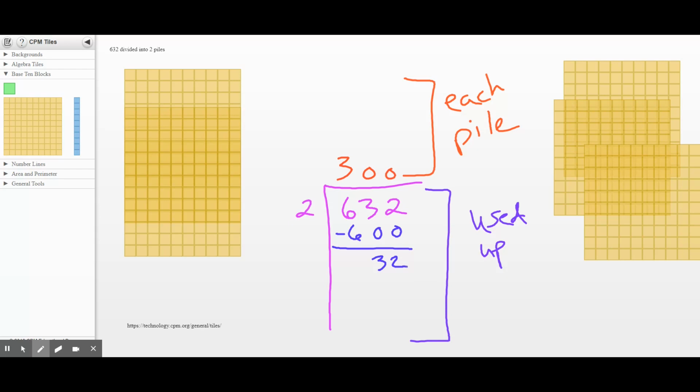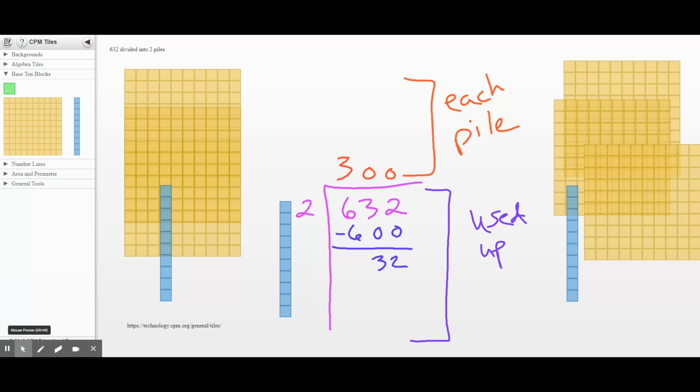Now let's take a look at the tens. So I've got 3 tens. Now let's split that up. 1 for each pile. Now I've got this 10 that I can't put into the first pile because the second pile won't have any. So what did you do in order to help solve this? Did you exchange that 10 for 10 ones? Awesome. That's exactly what you needed to do.